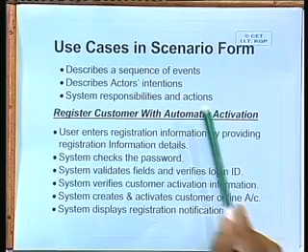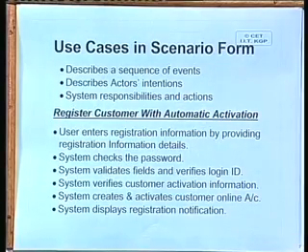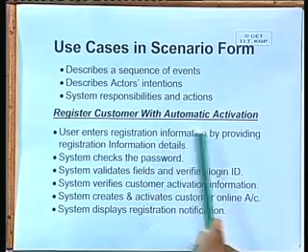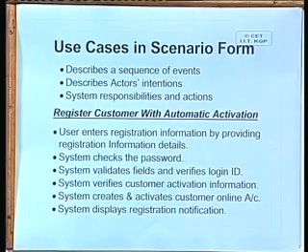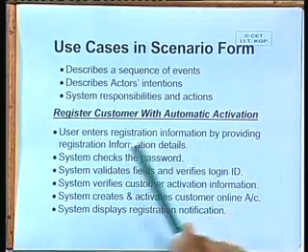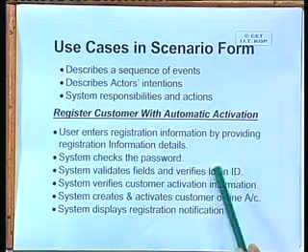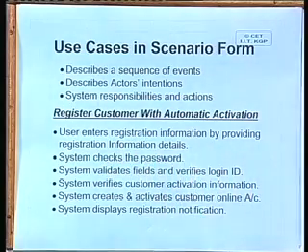So let's move over to what is known as the scenario form. The scenario form basically describes a sequence of events. It describes the actor's intentions, and the system responsibilities and actions. So what the system is supposed to do, what the actor intends to do, and the sequence of events. Let's take one example: register customer with automatic activation. What is being done? First, the user enters the registration information by providing registration details.